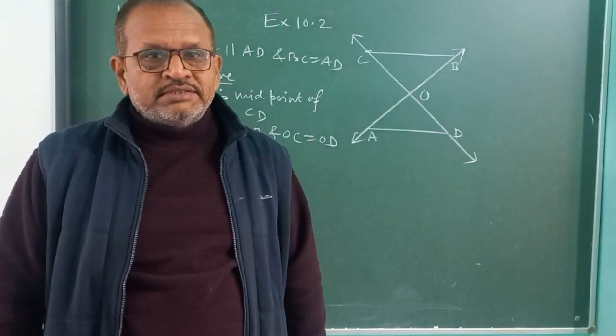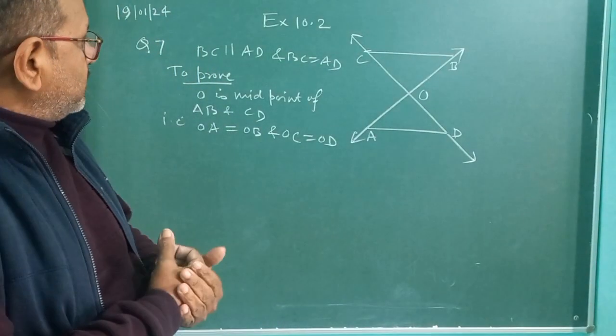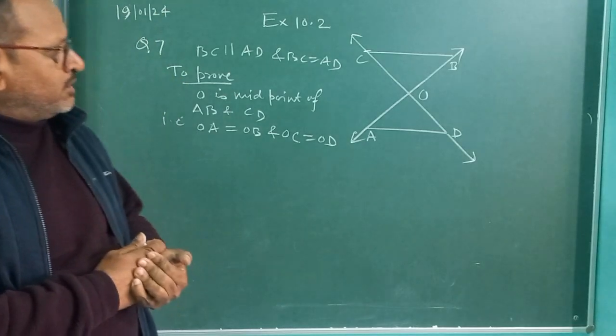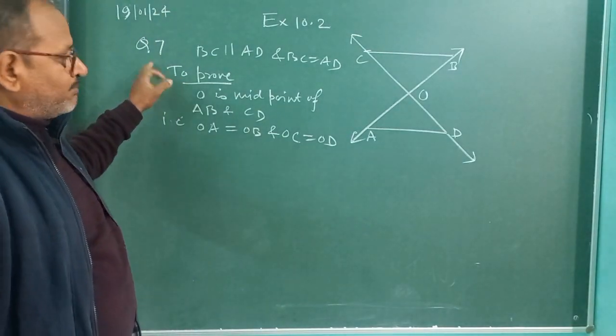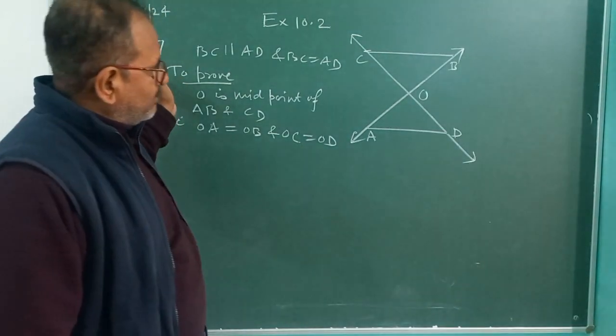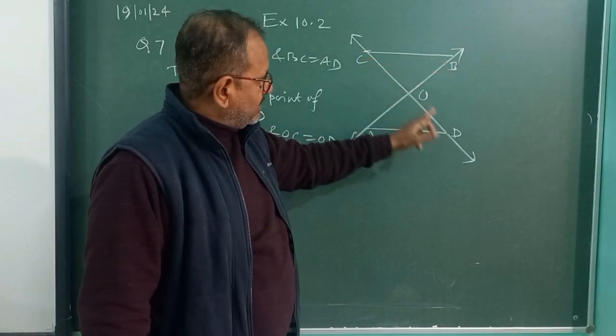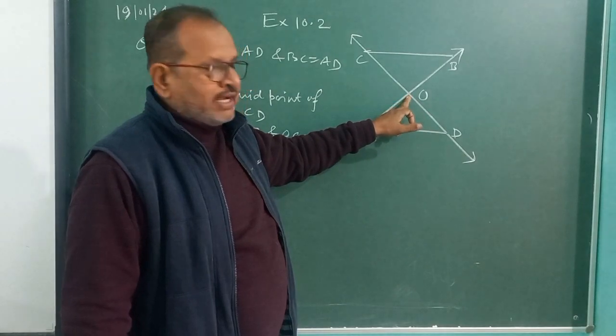Good morning, students. So today we will continue the problems of exercise 10.2. So let us start question number 7. In question number 7, there are two lines AB and CD. Both intersect at the point O.